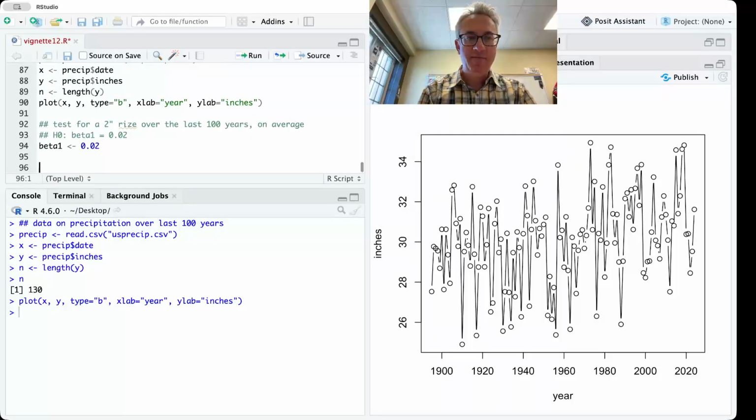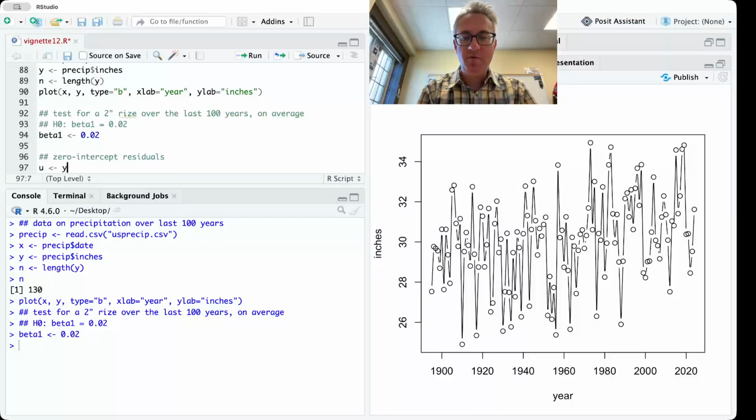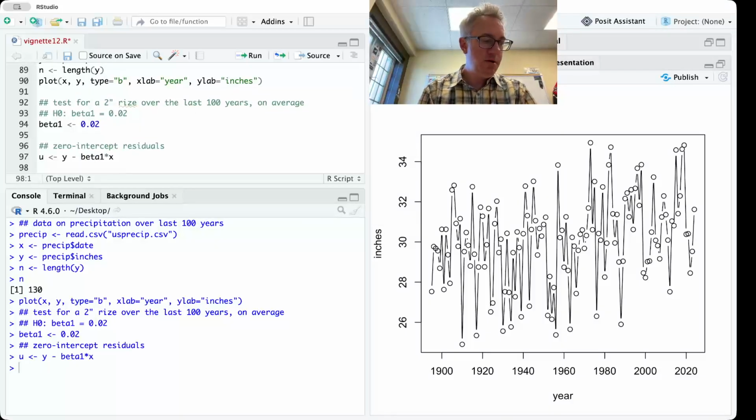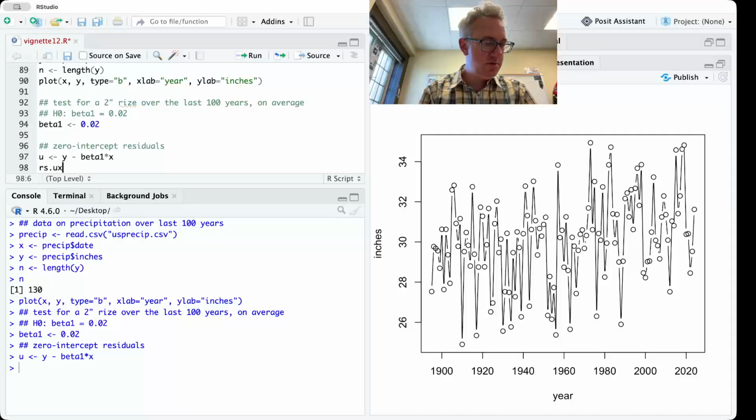Then I calculate the zero-intercept residuals. So u is equal to y minus beta times x. And then I get my r's. So I'm going to do rs u x. Oh, you know what? I've got a typo. I'm wrong in the notes. I got to go back to the notes and fix something.